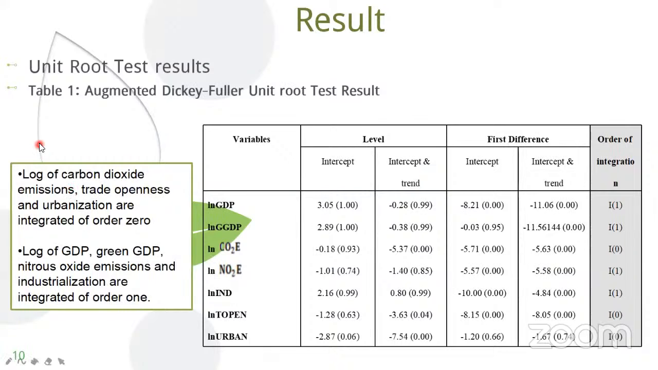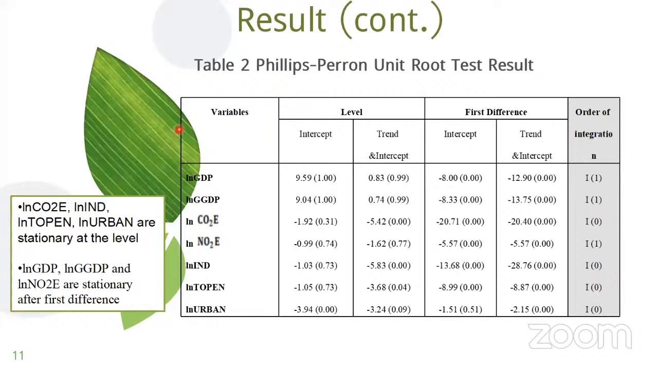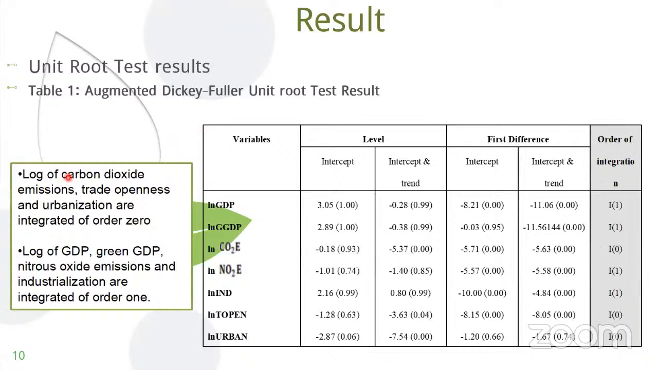First of all, when we do any test like the ARDL test, we have to go through some unit root tests to define our variables. For the unit root test, I have conducted two tests: one is the Augmented Dickey-Fuller test, and the other is the Phillips-Perron unit root test. In both the tests, it is found that log of carbon dioxide emission, log of trade openness, and log of urbanization are integrated of order 0. And the others, log of GDP, green GDP, and nitrogen oxide emissions, are integrated of order 1.